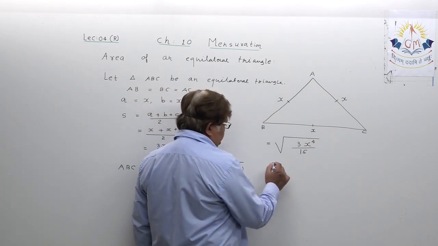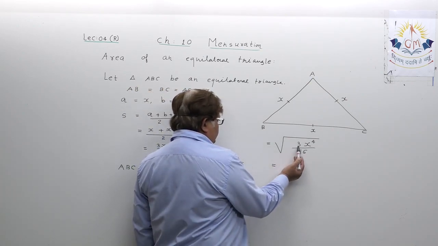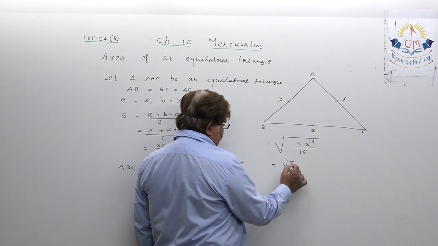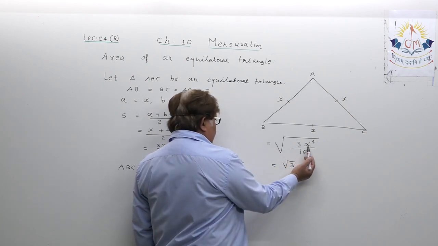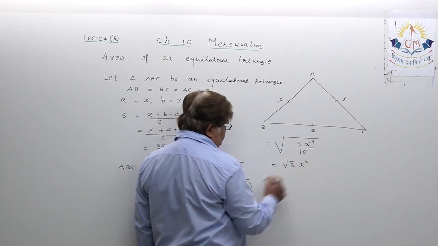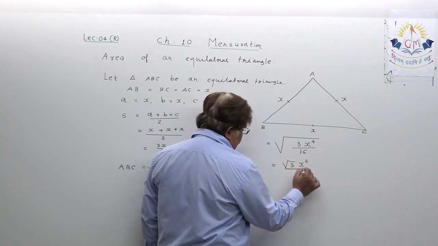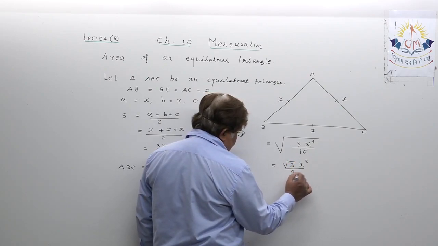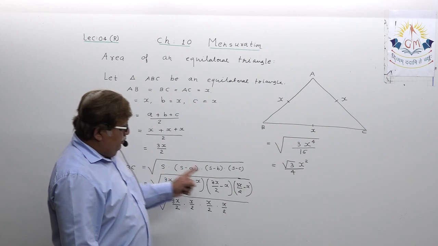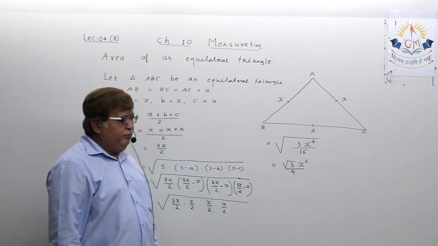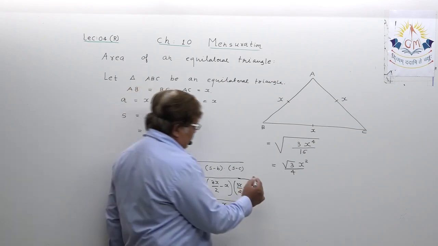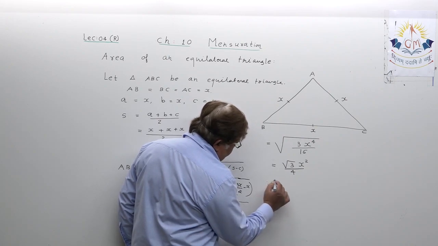Now, dear student, square root of 3 is not possible, so I will write this way. Square root of x raised to 4 is x square. Square root of 16 is 4. This is the answer you got. Area of equilateral triangle, what is that? Under root 3 upon 4 x square. You can write this way now.